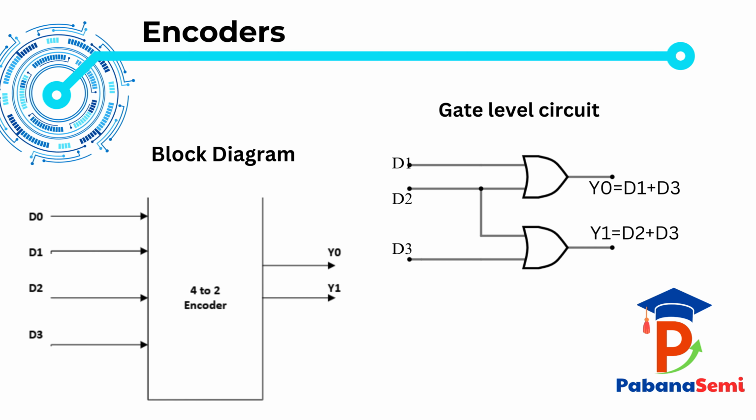Y0 is high when either D1 or D3 is high. So, Y0 equals D1 plus D3. Y1 is high when either D2 or D3 is high. So, Y1 equals D2 plus D3. So the main takeaway is that a basic encoder is very simple to implement. Just OR gates. But it assumes only one input is active at a time.